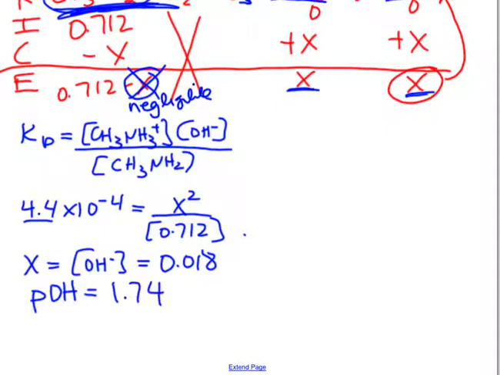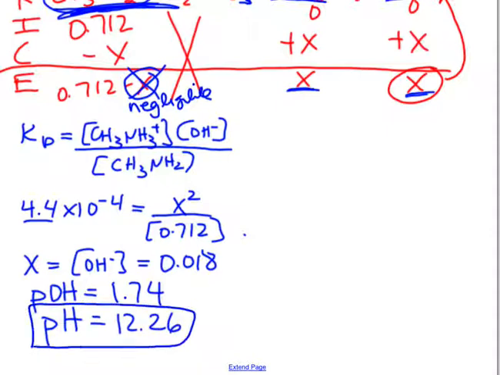Now, again, a lot of students will stop here and be like, oh, that's the pH. Ask yourself, does a pH of 1.7 make sense for a base? No. So you know that can't be pH. That's going to be an indicator that, hey, I'm actually not in pH world. 14 minus that gives me 12.26. So that's the answer.